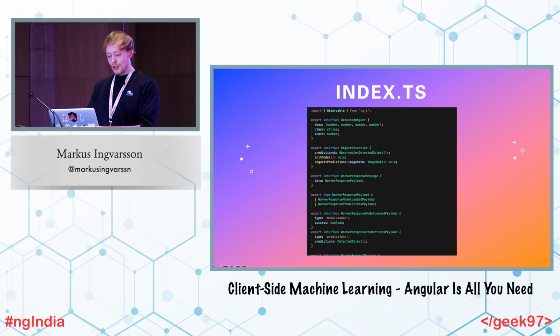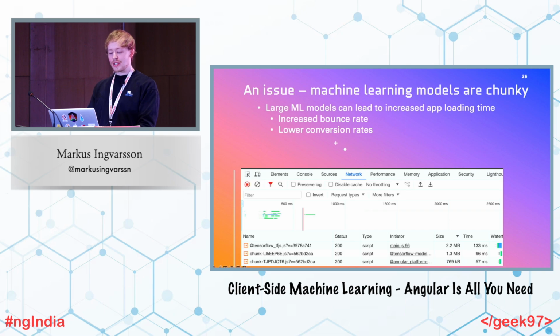Okay, let's look at the first issue. Machine learning models can be pretty chunky. And by that, I mean that they can be pretty large. And large machine learning models can lead to an increased app loading time, which will eventually increase the bounce rate and lower the conversion rates.